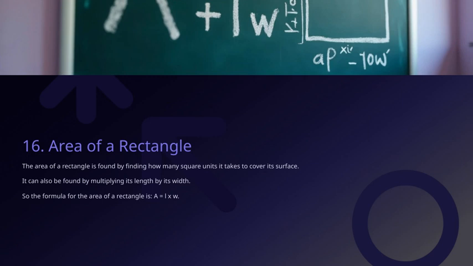You can find this by counting how many square units fit inside, but there's a quick way to calculate it too. If you know the length of the rectangle and its width, you just multiply those two numbers together. So the formula for the area of a rectangle is simply A equals L times W. A stands for area, L for length, and W for width. This understanding is important because it helps us measure and compare spaces efficiently, which is a key part of understanding shapes and their properties in geometry.